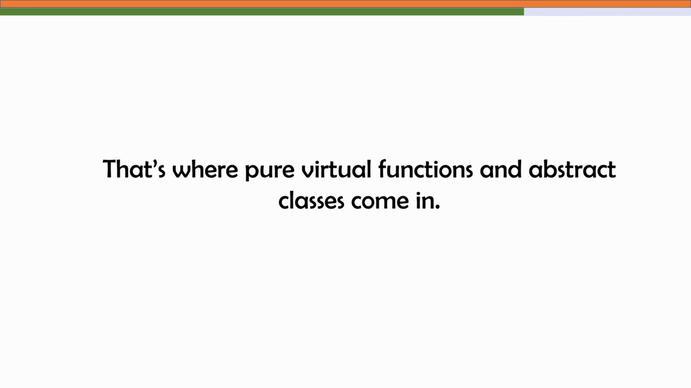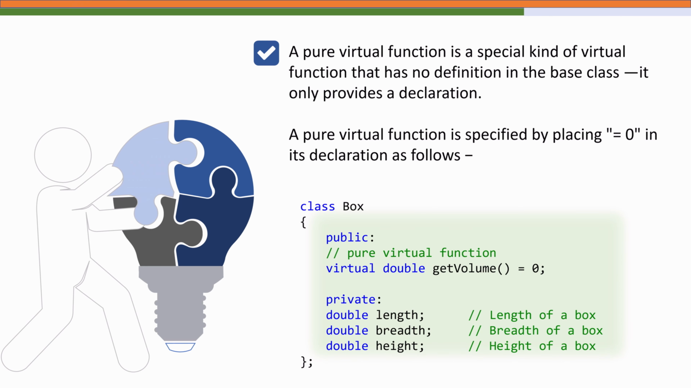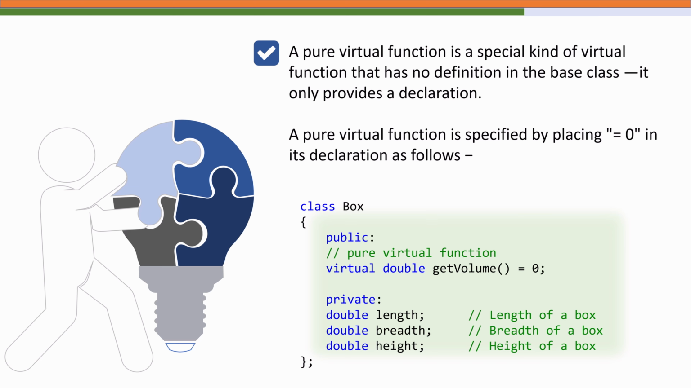That's basically where a pure virtual function and abstract classes enter the story. A pure virtual function is a special kind of virtual function that has no definition in the base class. So it only provides a declaration of a function at the base class level, and a pure virtual function is specified by placing equals to 0 sign in its declaration. Like you can see in this class, we have declared one pure virtual function named getVolume.